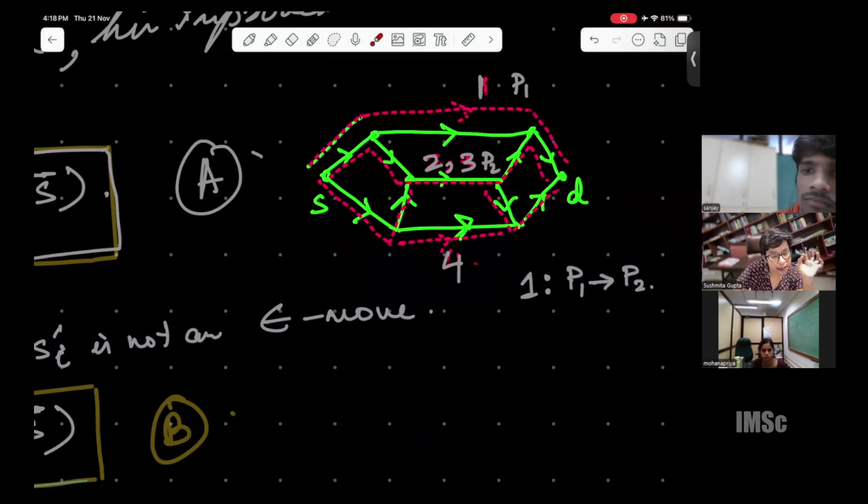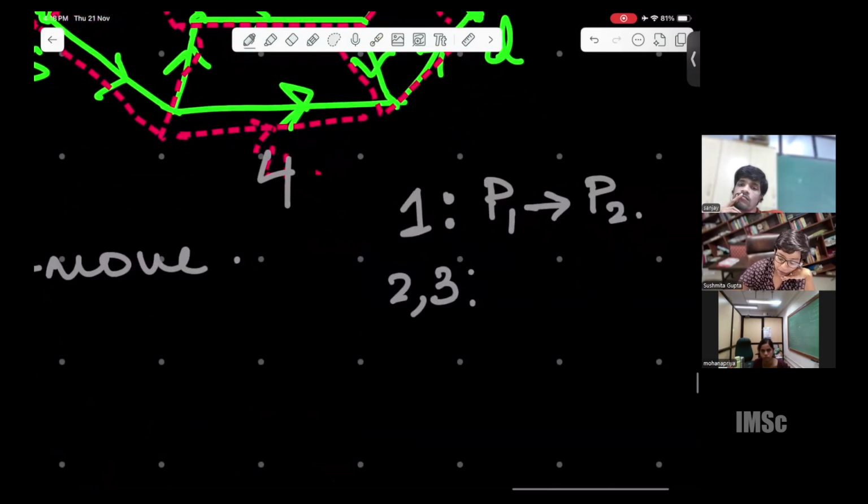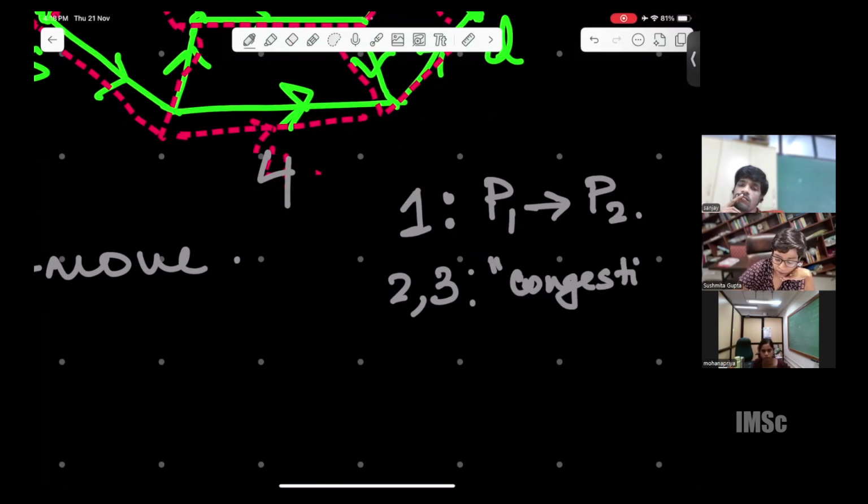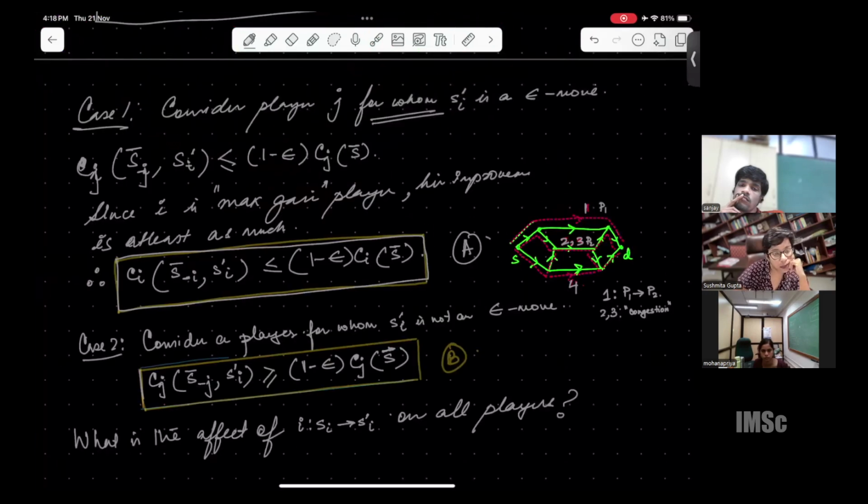So in this example, at least, you see one thing, which is that agent 4 has no change whatsoever. Due to agent 1 changing from path 1 to path 2, agent 4 sees no difference because he was going via this and he still continues to do this. But agents 2 and 3 see an increase in load. Let me say congested.